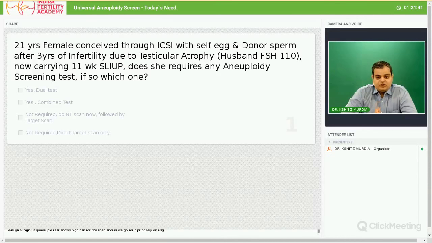Definitely yes, as we all know that even a woman of 18 years can have an aneuploidy. So aneuploidy screening should be done universally for all women, whether they have conceived with a self-egg, whether a younger woman with a self-egg, or an elder woman with a donor egg of a younger age group. So it should be done universally in all of the patients. There is no ifs and buts in this.